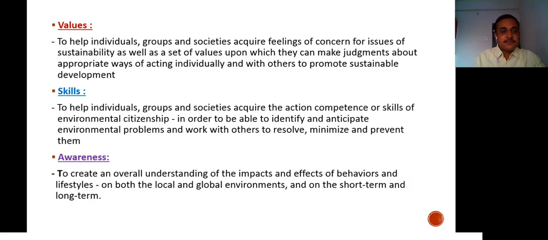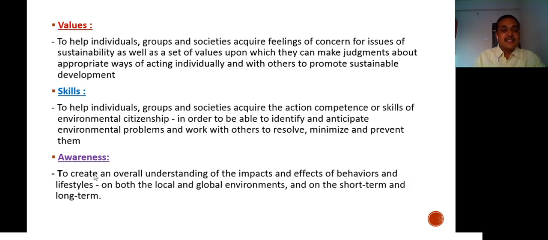Then there are skills: the skill of an individual, group or society, the action competence or skill of environmental citizenship, to be able to identify or anticipate different environmental problems, or to work with others to resolve, mitigate, cope with, minimize or prevent such environmental problems. Every individual, group or society may apply their different skills in solving such problems. This is one of the important objectives of environmental education.